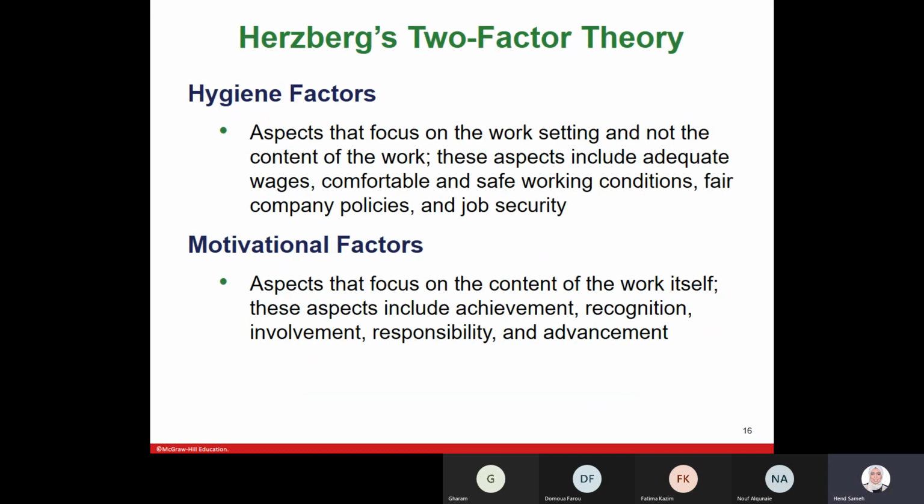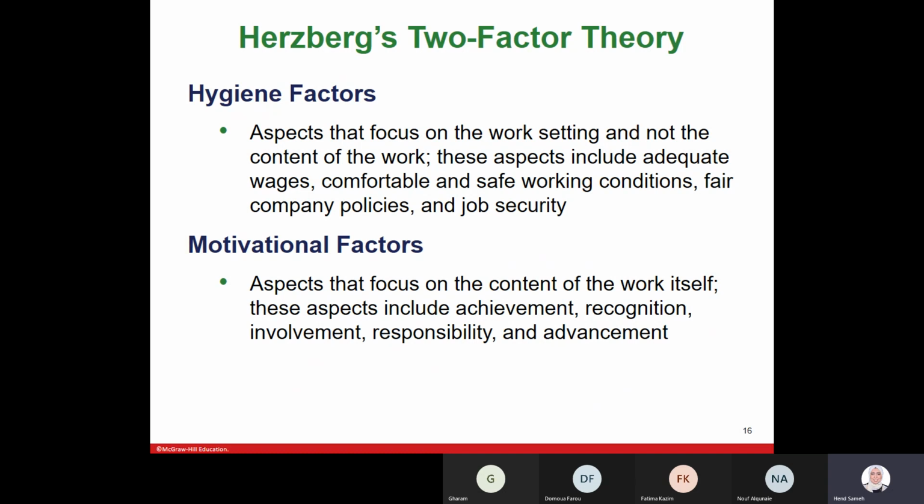The second theory is called Herzberg two-factor theory. Herzberg is another scientist who studied how we motivate employees at work. He wanted to know how we motivate employees at work. How can we do this? He said that we have two sets of factors that using them, these factors or these aspects can motivate employees at work to do the job, to have their job done.